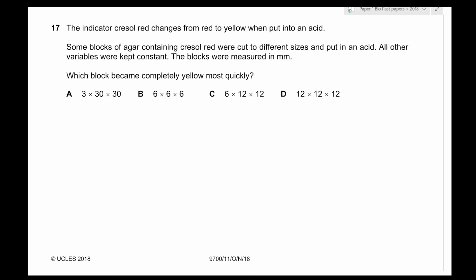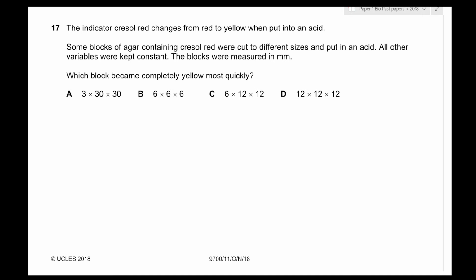Question number 17. The indicator cresol red changes from red to yellow when put into an acid. Some blocks of agar containing cresol red were cut to different sizes and put in an acid. All other variables were kept constant. The blocks were measured in millimeters. Which block became completely yellow most quickly?